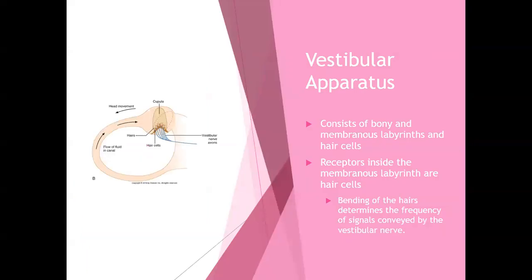So the vestibular apparatus is the peripheral part, and it consists of bony and membranous labyrinths and hair cells. There are receptors inside the membranous labyrinth that are hair cells. And they're not really hair, but they just call them that. The bending of the fibers or the hairs determines the frequency of signals conveyed by the vestibular nerve. So there's a physical movement that happens in the vestibular apparatus that transduces that information into neural energy.